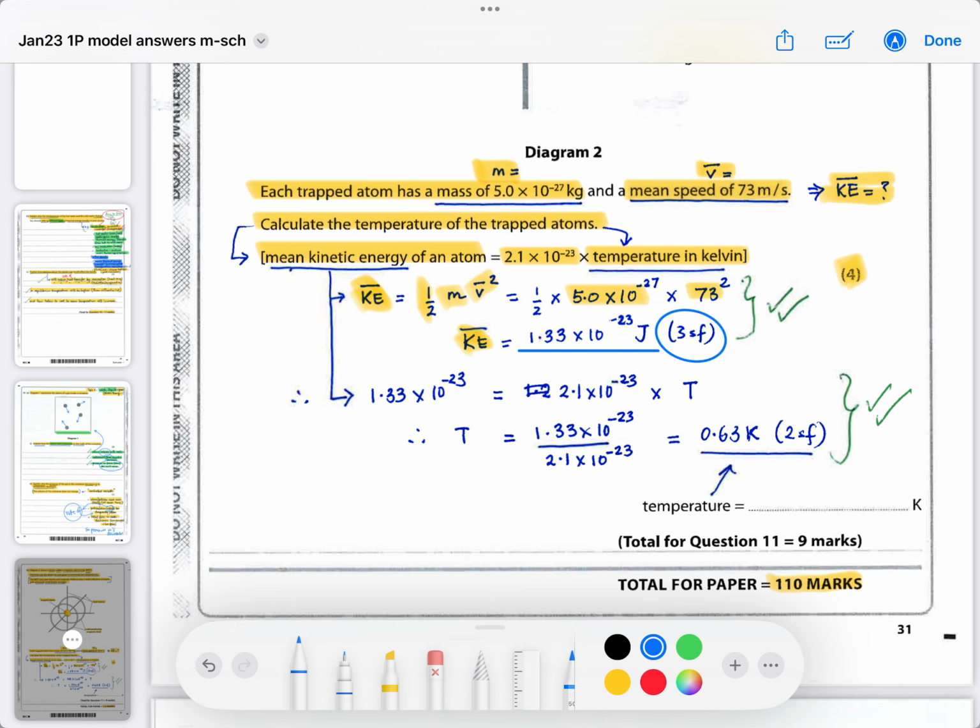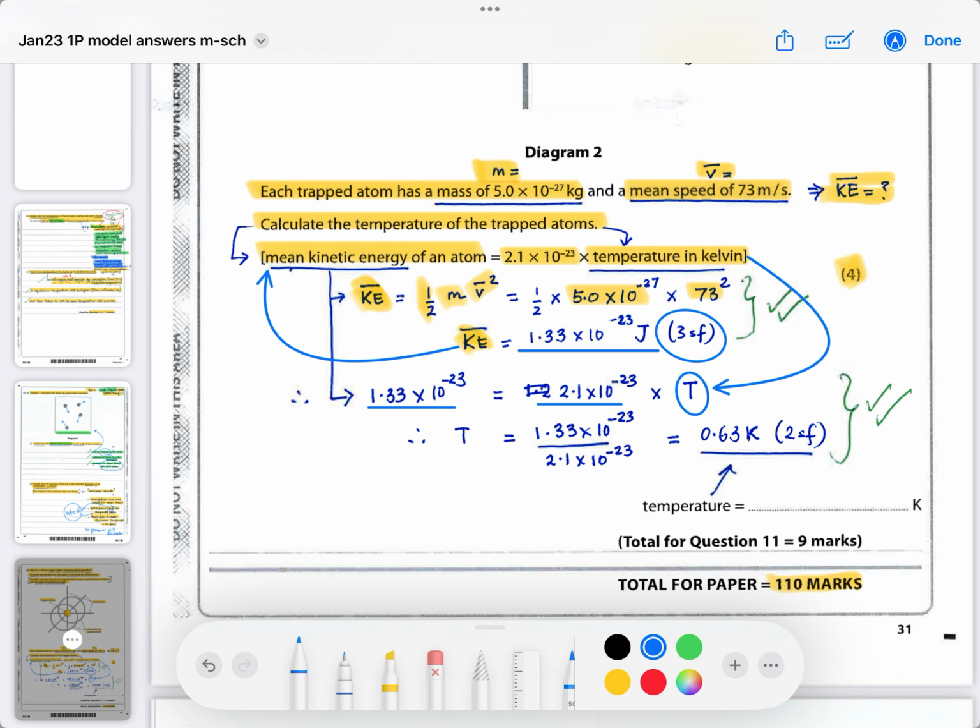Then we know the mean. Now we know the mean kinetic energy. You can put the mean kinetic energy into this equation. And that's what I've done here. I put it into the left-hand side of the equation, and I put their number multiplied by the unknown temperature on the right-hand side of the equation. So the only unknown is the unknown temperature.